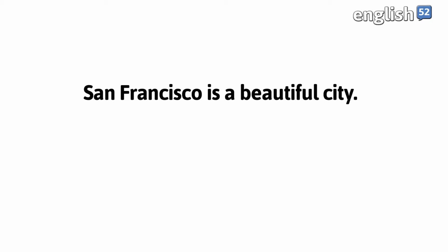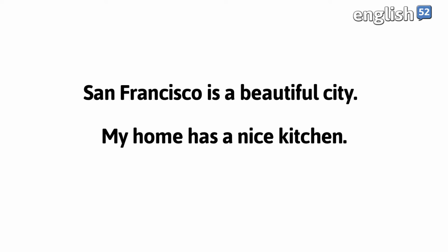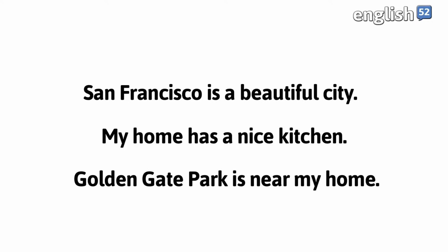Places. San Francisco is a beautiful city. My home has a nice kitchen. Golden Gate Park is near my home. San Francisco, city, home, kitchen, and Golden Gate Park are nouns for places.